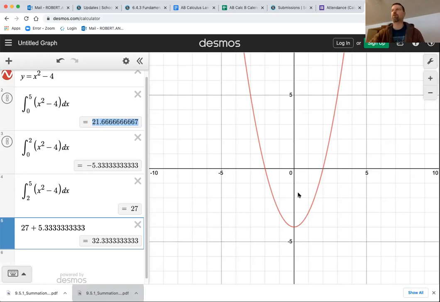So when it asks for total area, the easiest way is to split it up into 2 sections, 1, 2, and then count that value as a positive value because area can't be negative. So I say the area on the right is 27, the area on the left is a positive 5.333 because we can't have negative area. So the total area is 32.333.